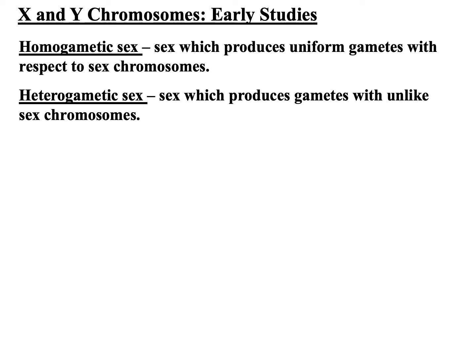Contrary to that, or in contrast to that, is the heterogametic sex. And the heterogametic sex is the sex which produces gametes with unlike or dissimilar sex chromosomes. And again, with the previous examples we just looked at, that would be males with XY composition for the sex chromosomes. And again, the gametes that they would produce could either contain the X or the Y with respect to sex chromosomes.